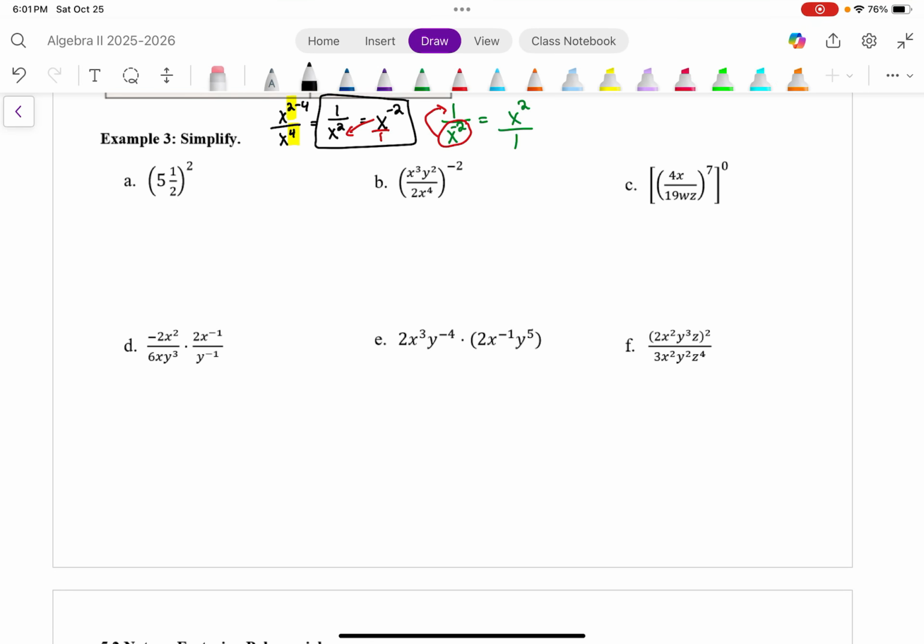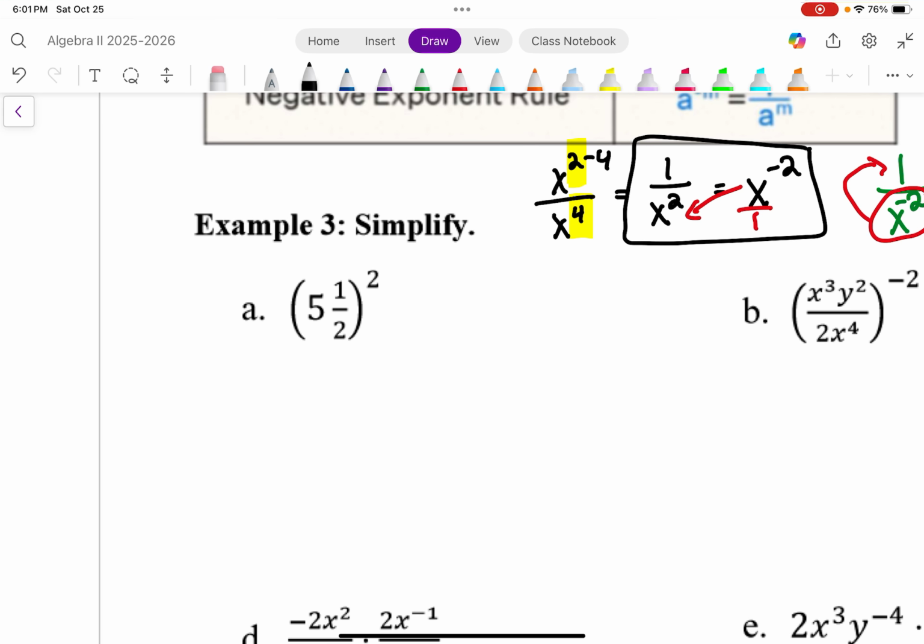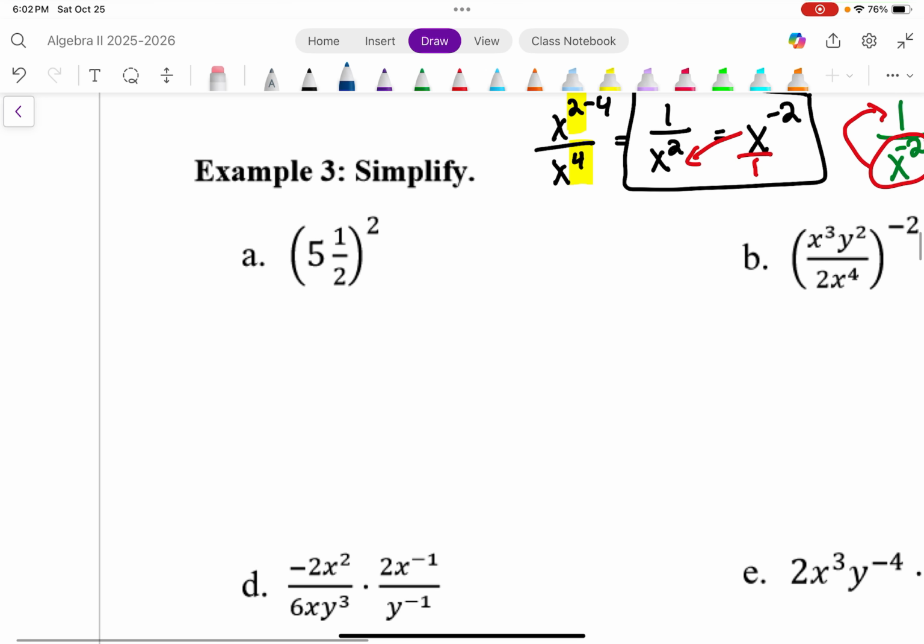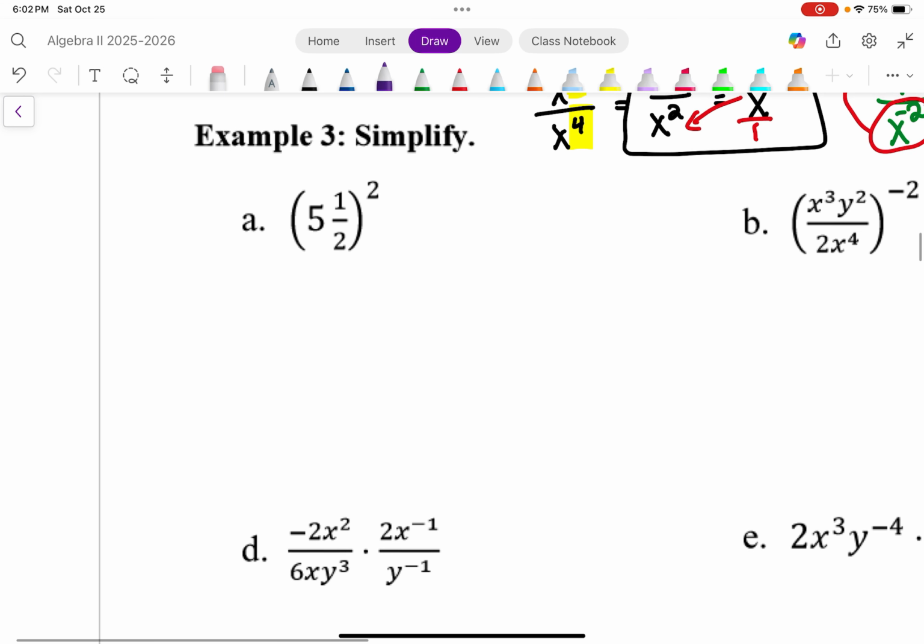Okay, the last section of 5.1 notes is some examples using the exponent rules. For example, 3a, this one, we have a mixed number in parentheses raised to the power of 2. Applying an exponent to a mixed number can be kind of confusing and a lot of process. So what we're going to do is change the 5 1/2 into an improper fraction first.